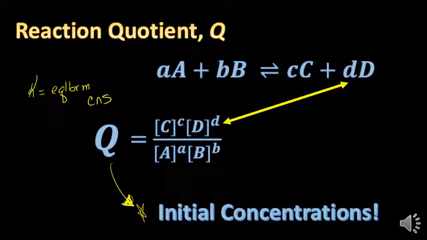What do you mean? Well, we're looking at the value of Q. We're going to compare it to K. And because we can compare the two, we can tell if the reaction is going to shift towards reactants or shift towards products. But if K were to equal Q, then what's true? Then we're at equilibrium. Ain't no shifting going to be taking place.